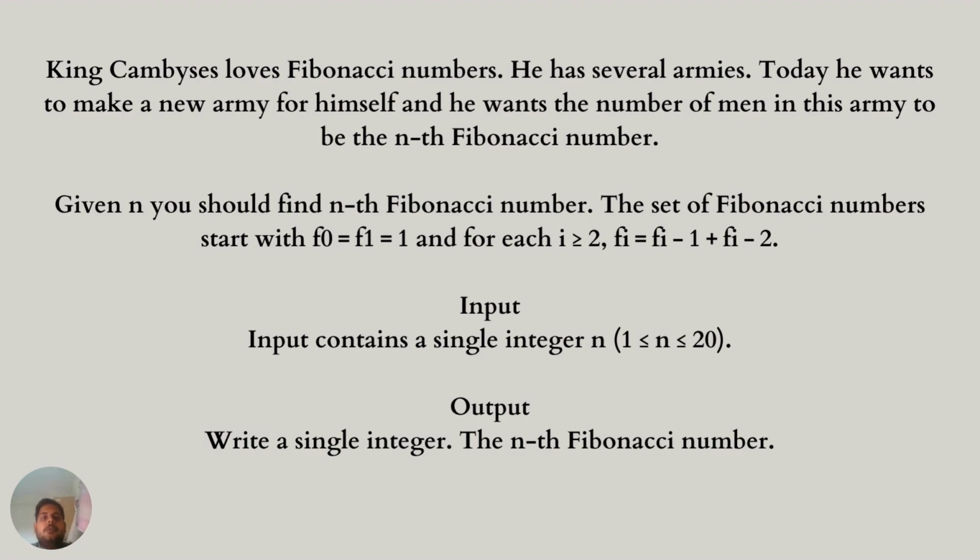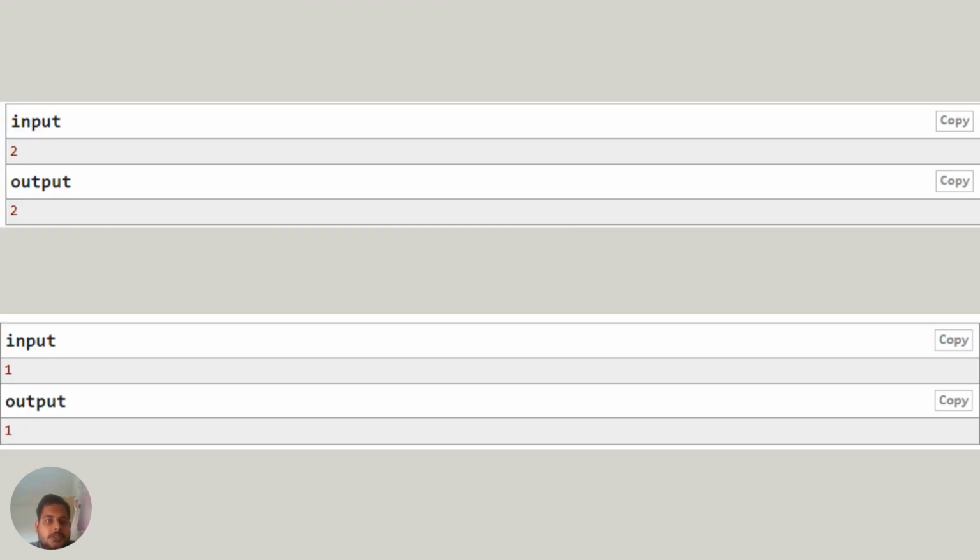So here basically the problem requires us to find out the nth number in the Fibonacci sequence, where each number is the sum of the two preceding ones starting from 1 and 1. So the input here basically consists of a single integer, which is the position of the desired number in the Fibonacci series, and the required output should be a single integer, which is the nth Fibonacci number. So here are the input and output that are desired.